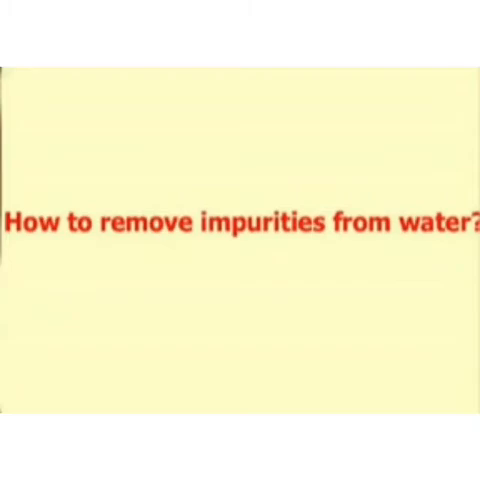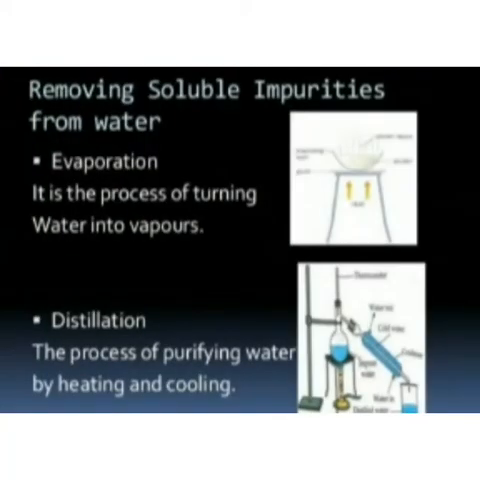In the last class, we started our discussion on how to remove impurities from water. In that class, we discussed how we can remove insoluble impurities. Now in today's class, we are going to discuss how we can remove soluble impurities from water. For this, we can basically use two methods. One is evaporation, another one is distillation.